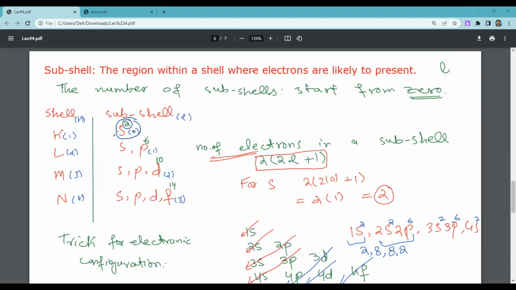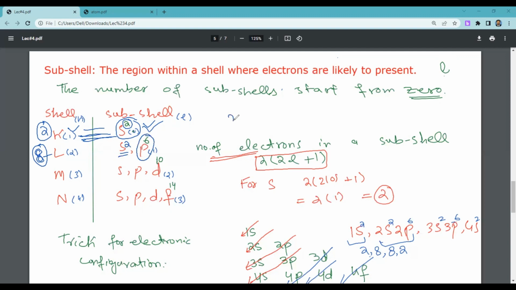Now you can have an idea why the K shell has only one subshell: because the K shell can accommodate only 2 electrons, and these 2 electrons can be accommodated in the S subshell. Therefore it has only one subshell, which is S. If we talk about L, it has the capacity to accommodate 8 electrons. 2 electrons will come in S, and the remaining 6 electrons will come in the P subshell.